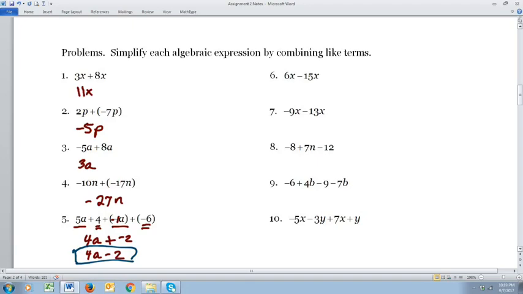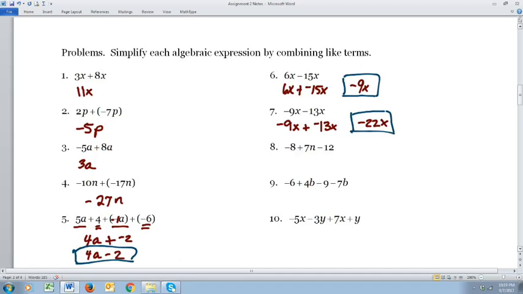All right, on number 6, let's go ahead and add the opposite. We're going to get 6x plus a -15x. So 6 and -15 gives you -9. On number 7, we'll have negative 9x plus a negative 13x, and so we're going to get negative 22x.